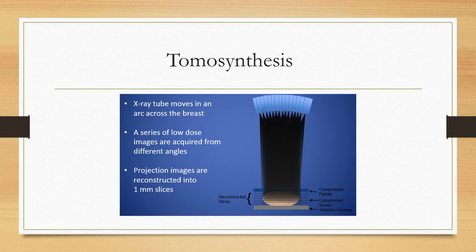So what tomosynthesis is, the X-ray tube here moves around. Here's the breast, it's in compression, and the tube moves along the breast, creating images at different projections. Then we get a 3D image of the breast. So for those patients where it was dense, we can scroll through like the pages of a book. We can look through that tissue and see those tiny cancers.